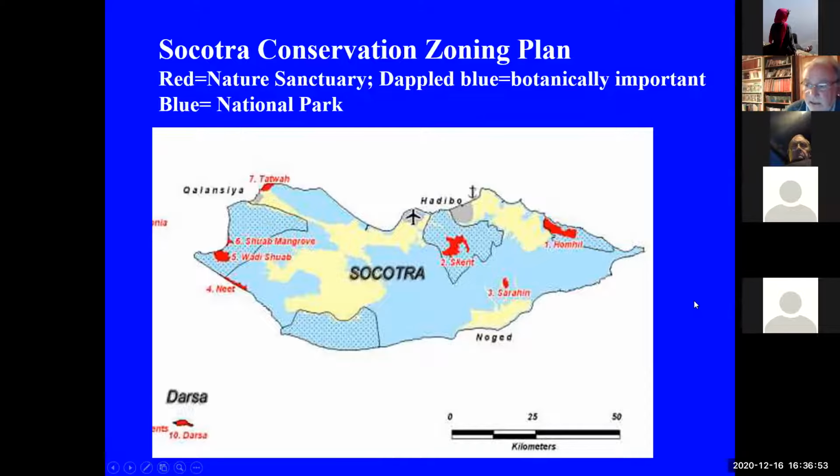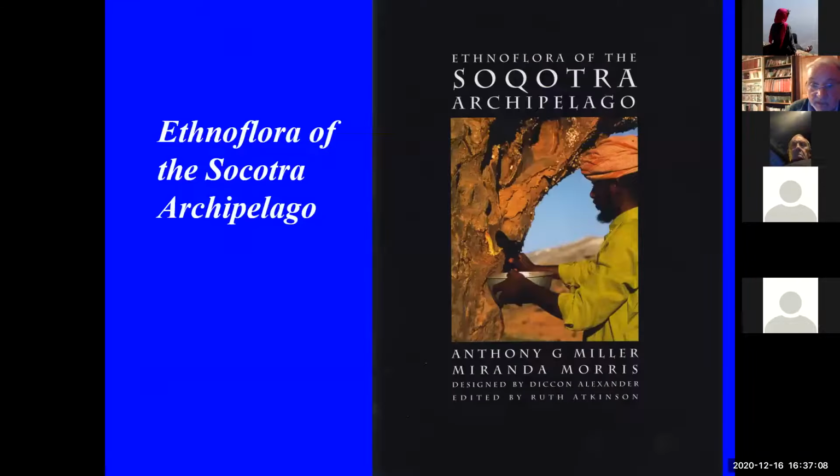The zoning plan, I think, is in a state of disrepair at the moment, but it is essential for any future conservation of Socotra that this plan is updated and adhered to. And I mentioned again the Royal Botanic Garden, Edinburgh, and this is one of the works that stemmed from their studies, the Ethnoflora of Socotra, by Tony Miller and Miranda Morris.